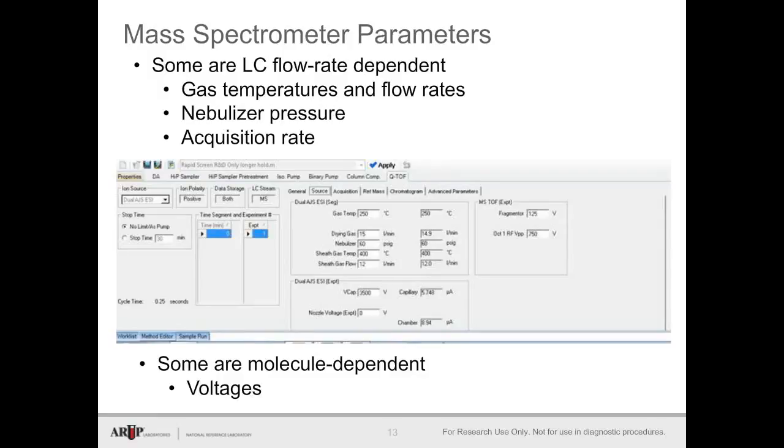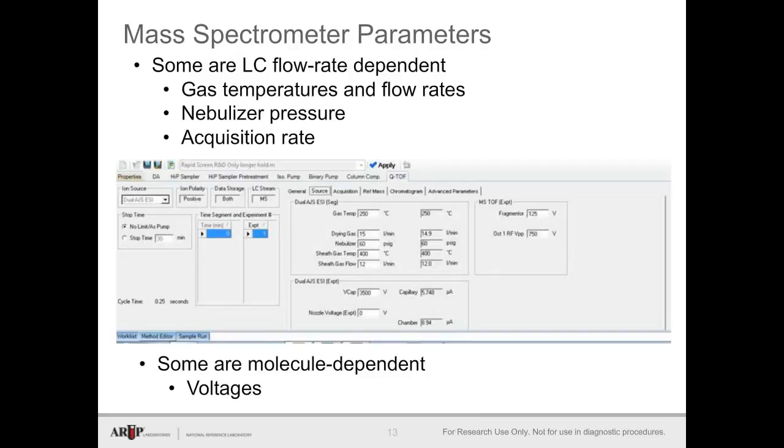Once you have your LC method mostly dialed in, you can start playing with the mass spec parameters to get the best signal. Some parameters will depend on the flow rate of your method, like gas temperatures, nebulizer pressure, and acquisition rate. If your chromatography is really fast, the instrument needs to scan faster in order to ensure that it finds enough points across the peak. The higher the scan speed, though, the lower the sensitivity. So there's a sweet spot that needs to be found.